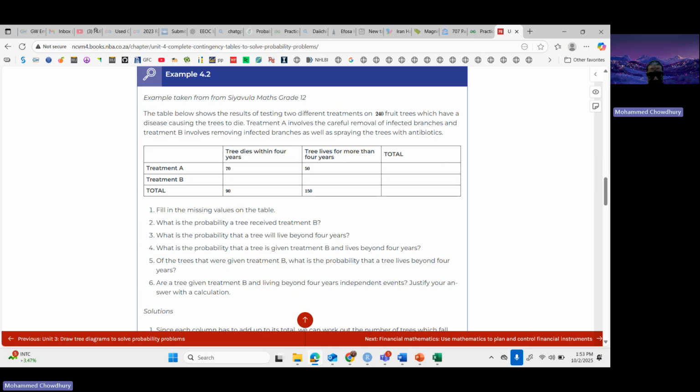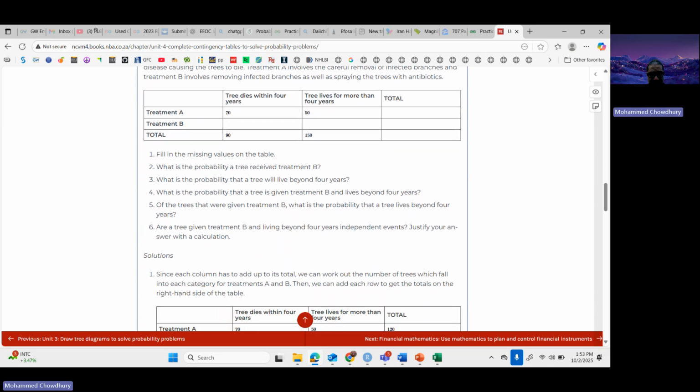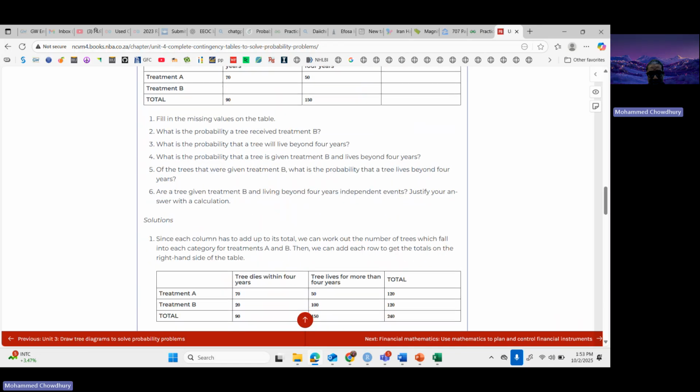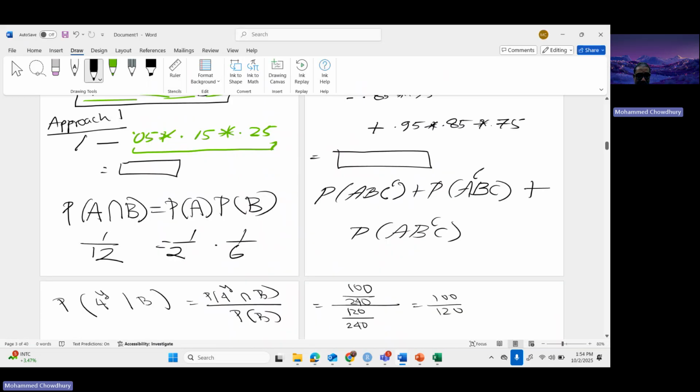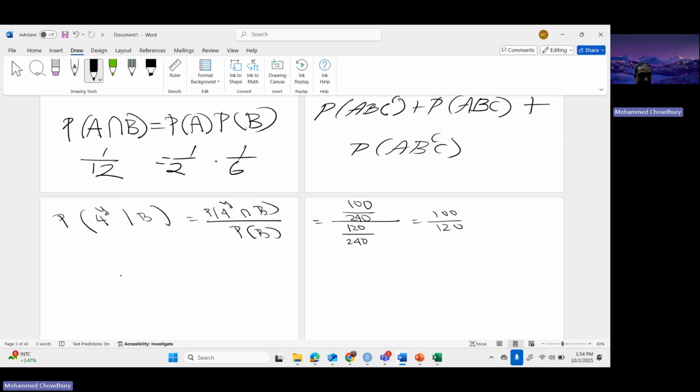Is a tree given treatment B and a tree living beyond 4 years an independent event? Justify your answer. So it is checking whether the joint probability is equal to the product of their individual probabilities. The sixth one is asking you to find A and B and check whether this is equal to probability of A times probability of B.